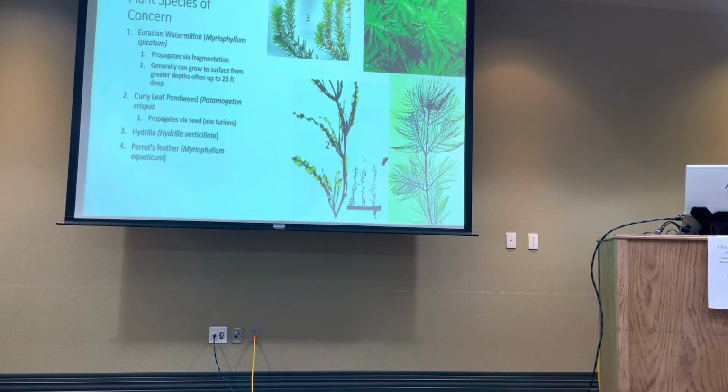And then we also have hydrilla. It's not very common around here. It's more of a southern plant, East Coast plant. Hopefully it doesn't come out here, but it's another species of concern that we're on the lookout for. And then the last one is parrot's feather, which is up in the corner, top right.